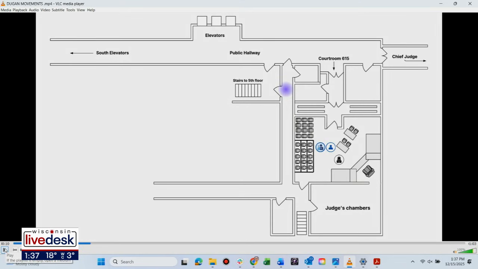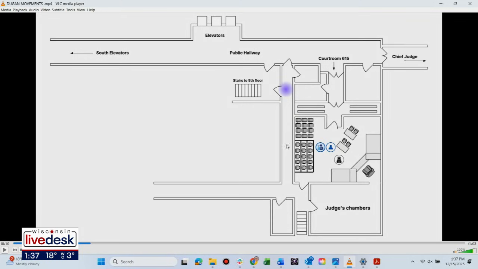But now, right where I've stopped, that purple dot, that is where there is a doorway to the stairs that go to the 5th floor. We had Jason Calvion earlier who showed us that staircase. It's a public staircase that's accessible both from the public hallway and also from this private hallway.